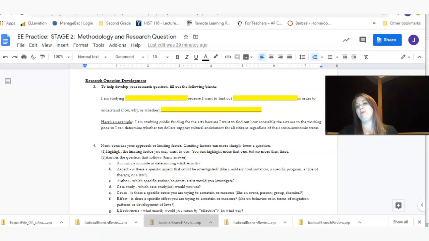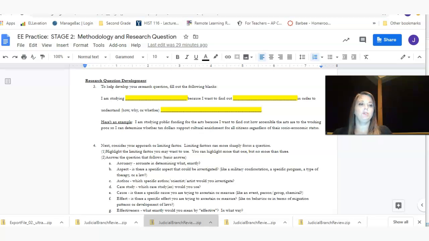And so the example would be, I'm studying public funding for the arts because I want to find out how accessible the arts are to the working poor, so I can determine whether tax dollars support cultural enrichment for all citizens regardless of their socioeconomic status. Now that's not a research question. That's a statement. That's what you're wanting to research.